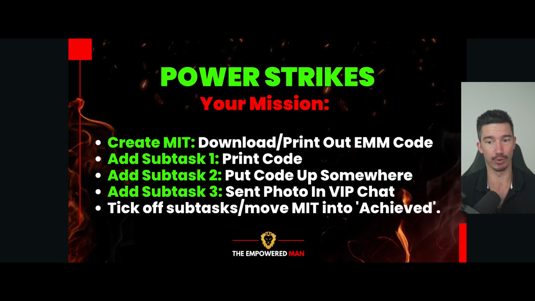All right, brother, so that might seem complicated, but it's a very simple system once you use it. Your action step for this video is to create your first most important task. So you're going to go to the task management system and create your first MIT. It's going to be titled download/print empowered man code or EMM code, and it's going to have 3 subtasks. Number 1, print code. Number 2, put code up somewhere. Number 3, send photo in VIP chat. Tick off each of those subtasks, and then it will move into the achieved column. That is your first task completed.